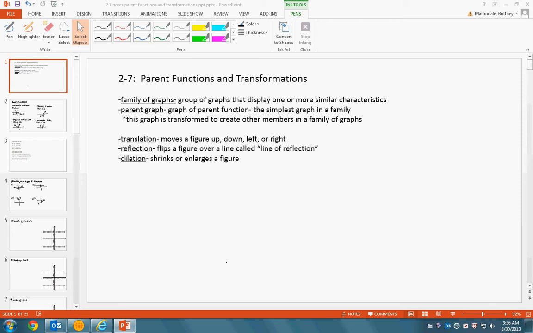Translation moves a figure up, down, left, or right. Reflection flips a figure over a line called line of reflection. Normally it's over the x or y axis, but it doesn't always have to be that way. Dilation shrinks or enlarges a figure. Just like when your pupils dilate, it's the same thing.